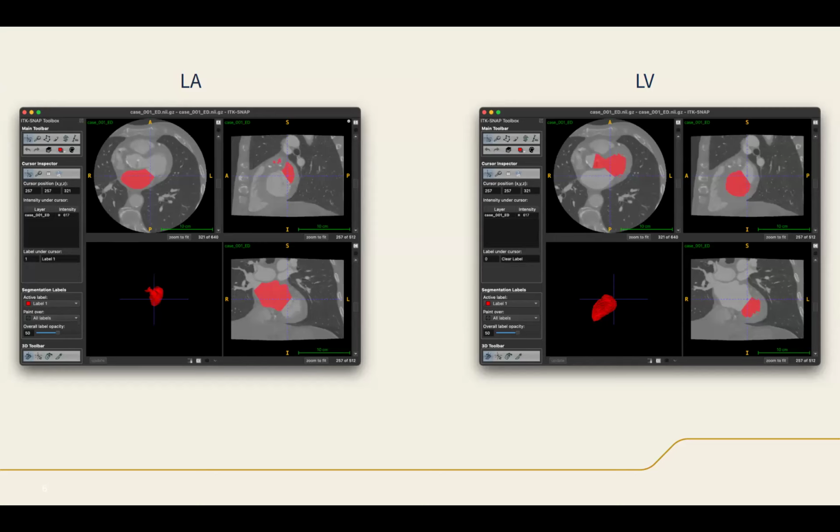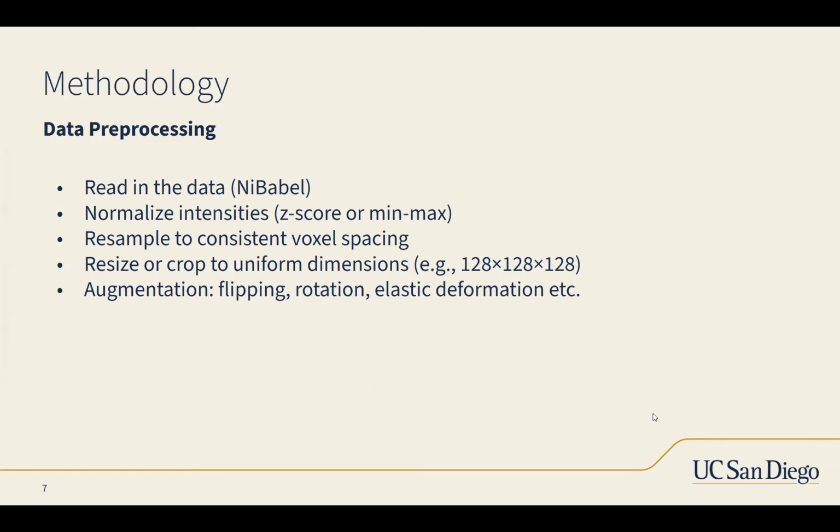This is our data open in ITK-SNAP. These images show our segmentation labels. The left panel is the left atrium segmentation in red, and the right is the left ventricle segmentation. The multi-view display shows the axial, sagittal, and coronal planes, respectively. Next slide.